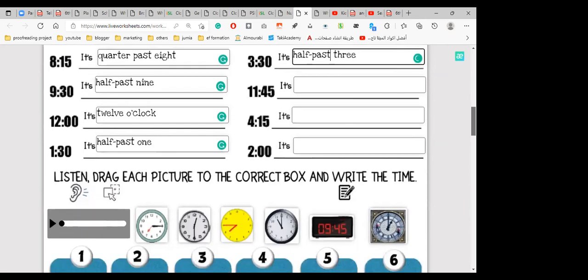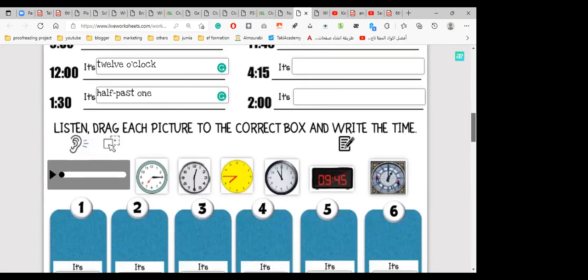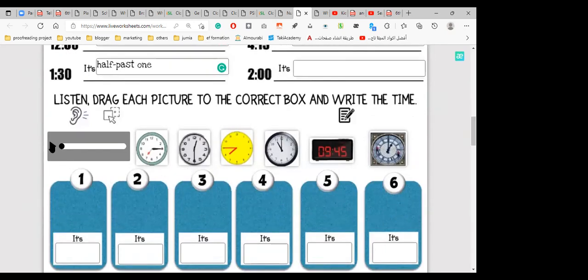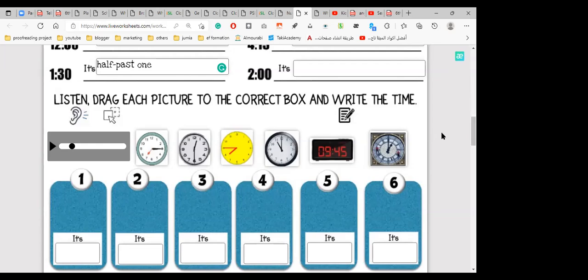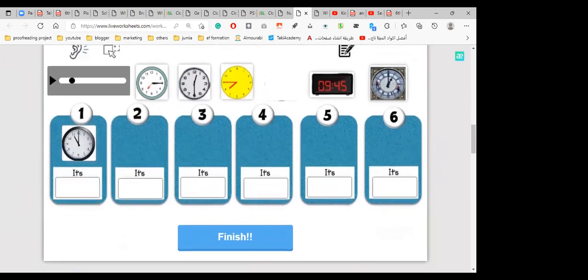We are going to do the next one because it's a little bit more difficult. So you are going to listen. What time is it? Number one, it's 11 o'clock. Where is 11 o'clock? It says it's 11 o'clock. So where is the clock which has 11 o'clock? Number four. Number four, very good. It's here, number four. Very good. Next one.